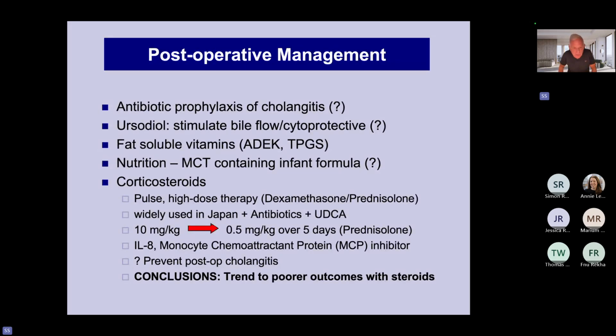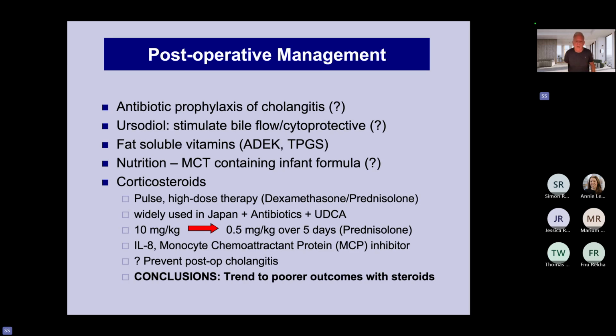What about postoperative management? There's no evidence that antibiotic prophylaxis works. There's no evidence that ursodeoxycholic acid works. Obviously, we give all patients fat-soluble vitamins because of the problem with bile acid kinetics. Again, we'll generally recommend a formula that contains some amount of medium chain triglycerides, depending on whether cholestasis persists or not.